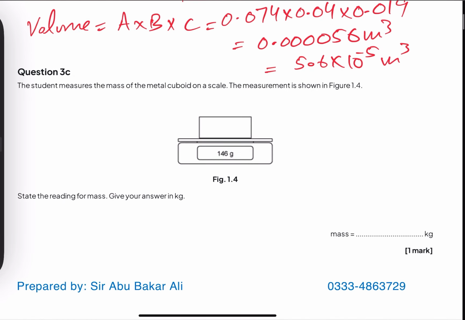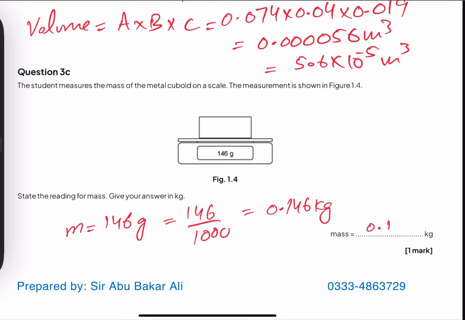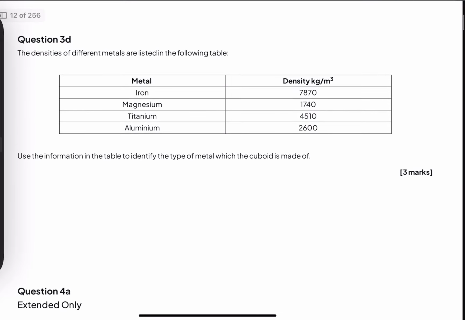Question 3C. You have a mass in grams and you have to write it in kg. So the mass is 146 grams. To change grams into kg, you have to divide by 1000. So 146 divided by 1000 is equal to 0.146 kg.